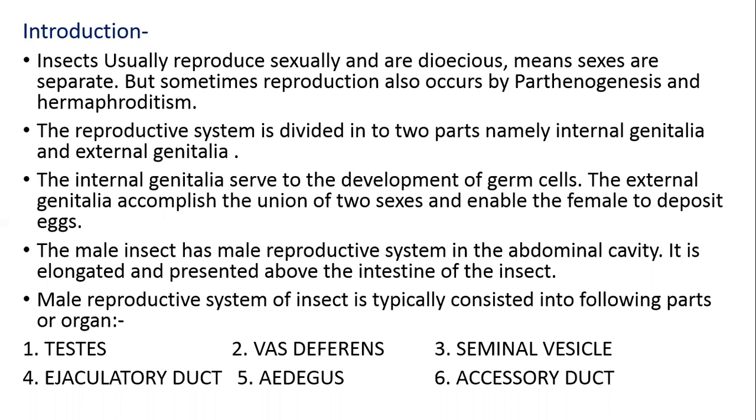The reproductive system is divided into two parts: external genitalia और internal genitalia. The internal genitalia serve the development of germ cells, while the external genitalia help to unite both sexes and enable the female to deposit eggs.